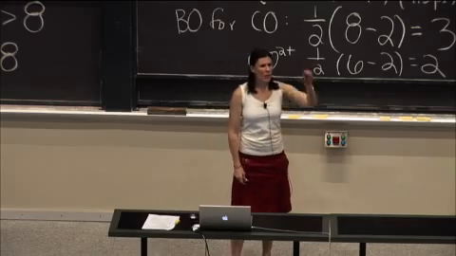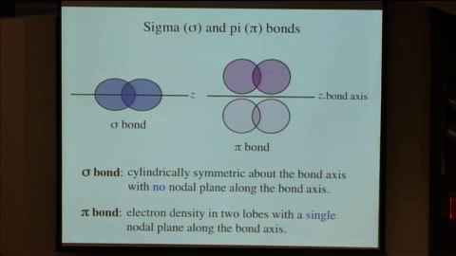This is in direct contrast to when we're thinking about pi bonds. So pi bonds have electron density both above and below the bond axis, but they actually have a nodal plane at this Z, this bond axis here. And remember, for this class, we always define Z as the internuclear or the bond axis.